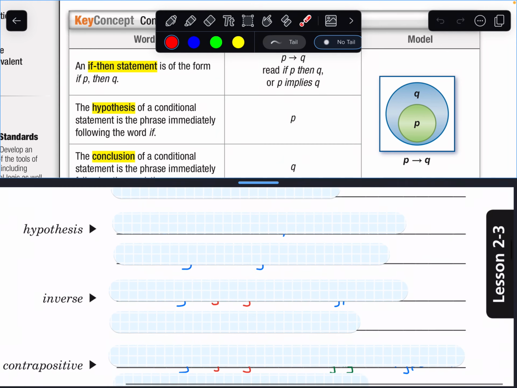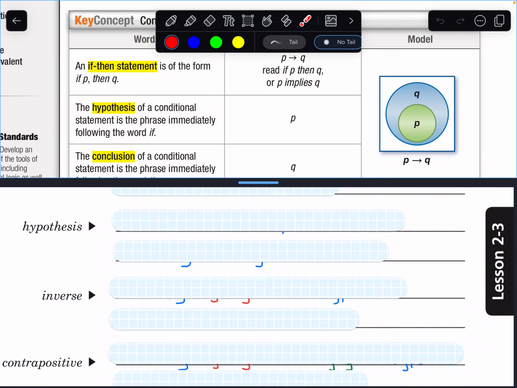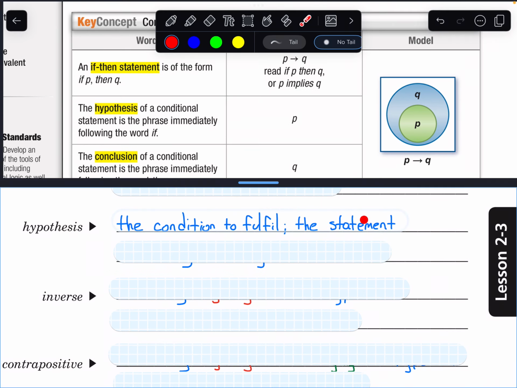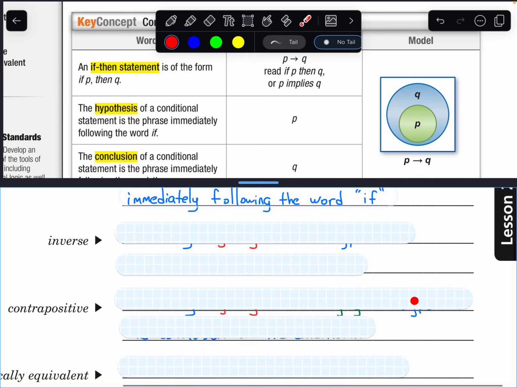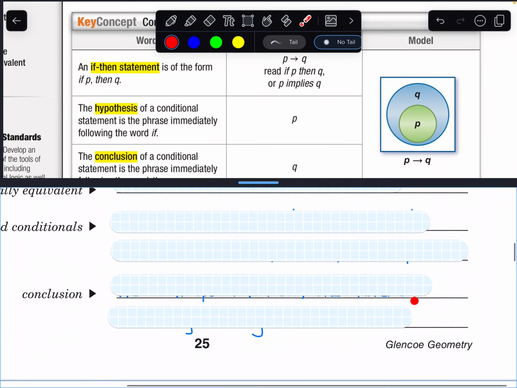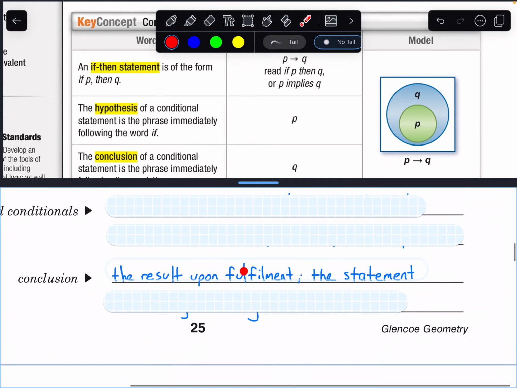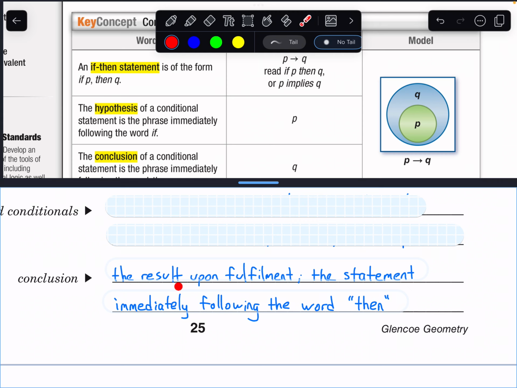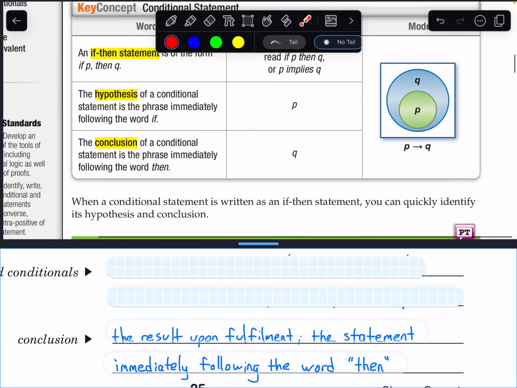For our definitions, I would like to describe the hypothesis and conclusion a little more clearly. The hypothesis is the condition to fulfill, the statement immediately following the word if. And at the end of the conditional, we have the conclusion. It's the result upon that fulfillment, the statement immediately following the word then. Let's continue reading.